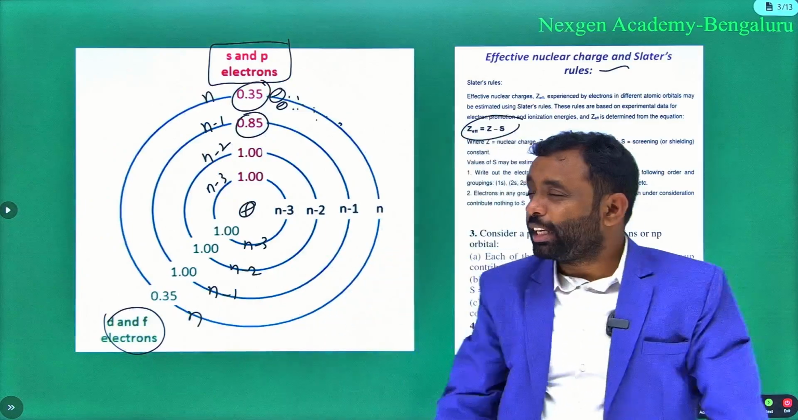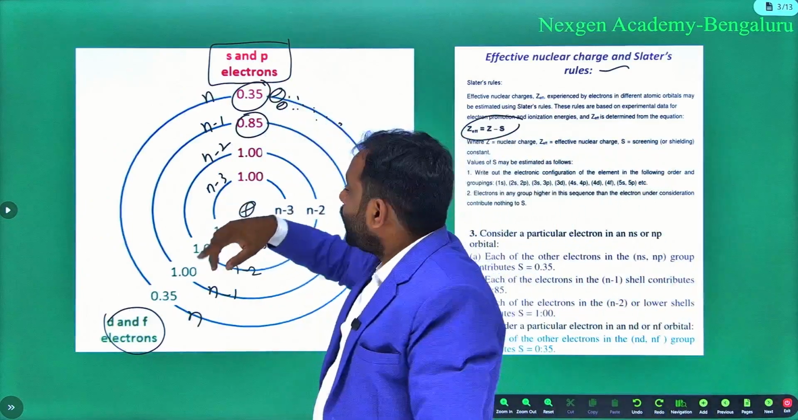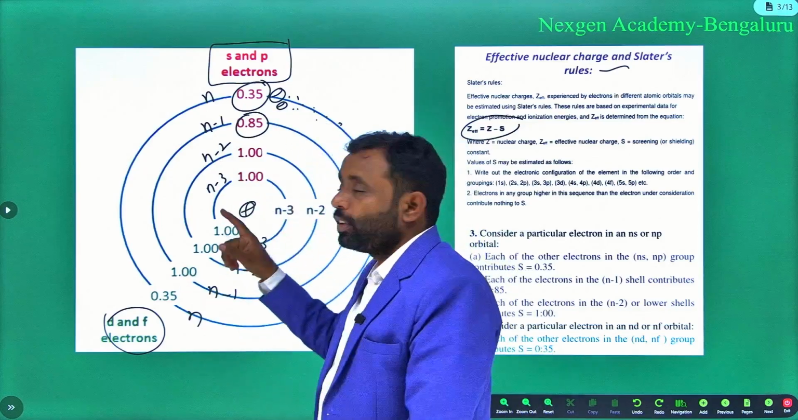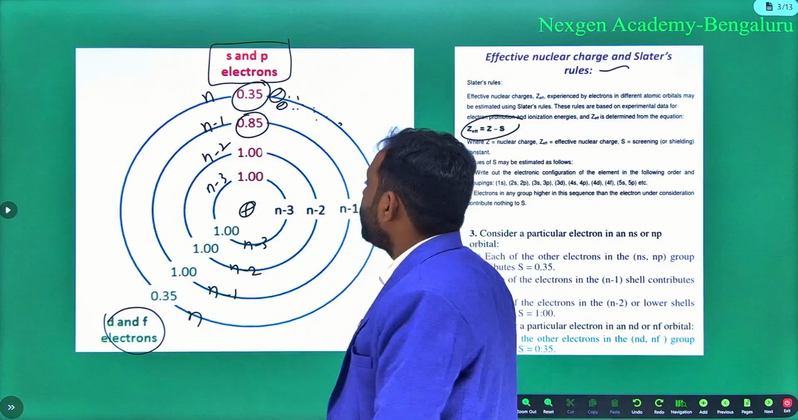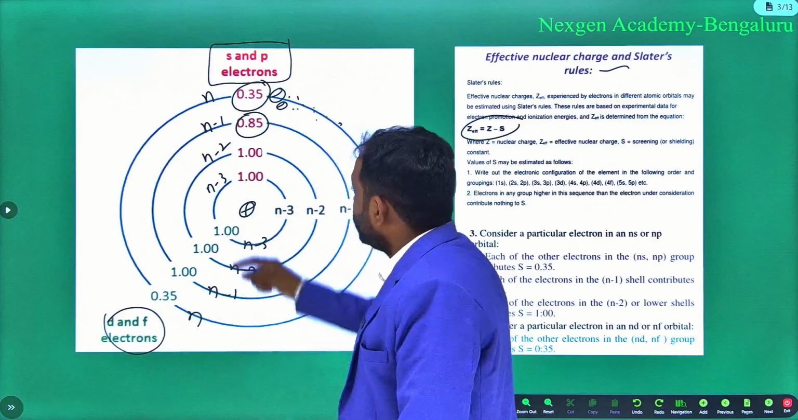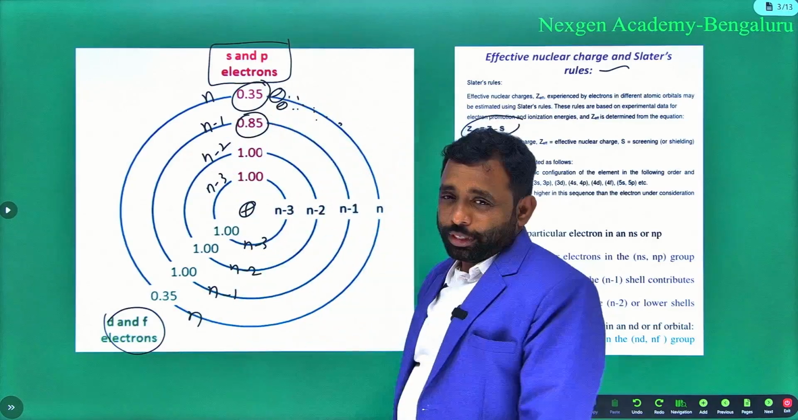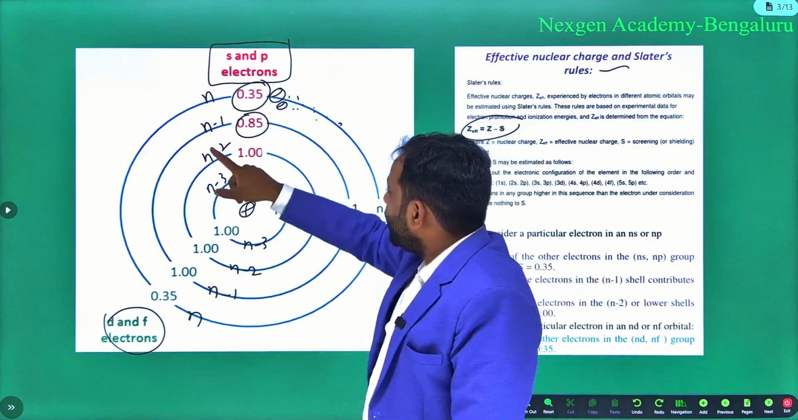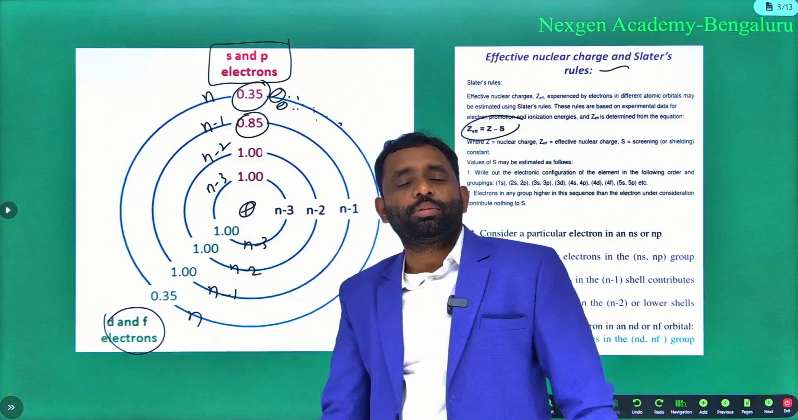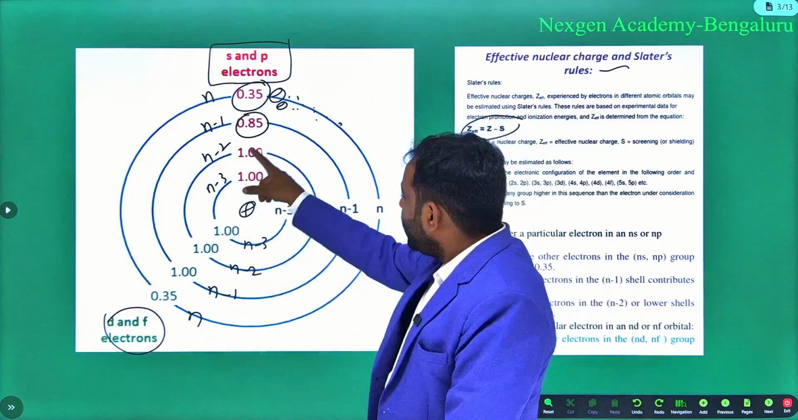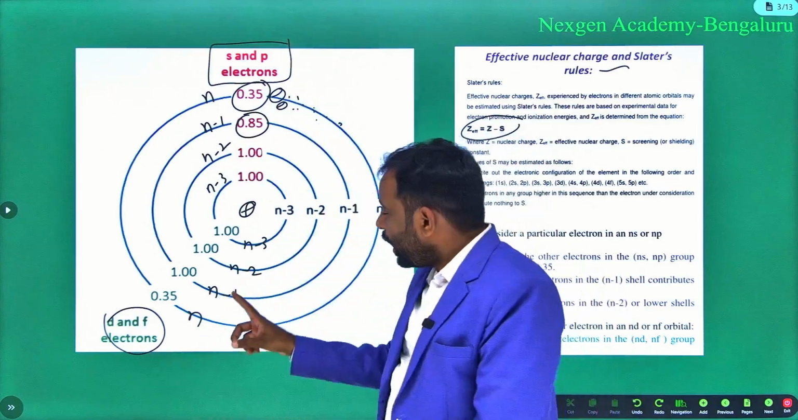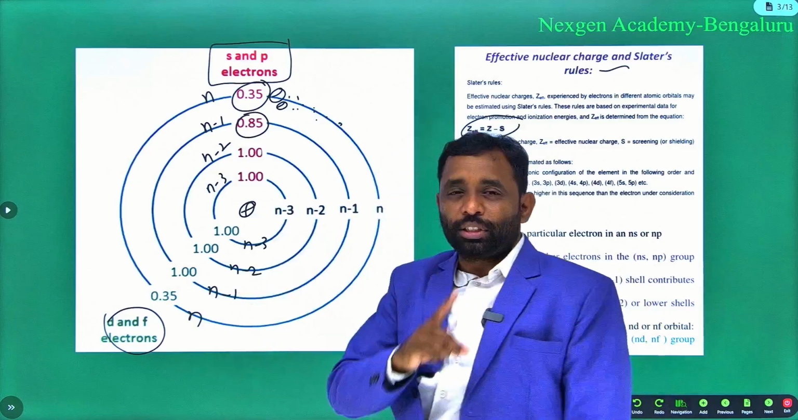They can protect. That time the screening constant is 0.35. And one exception is there: if the other electron is a 1s electron, that time it is 0.30, generally 0.35. For s and p electrons this is the order, for d and f electrons this is the order. Only the n minus 1 shell is different. For s and p electrons, the n minus 1 electron screening constant is 0.85. For d or f electrons, the n minus 1 electron screening constant is 1. For all the remaining electrons, n minus 2 or n minus 3, whether you are calculating for s and p or d and f electrons, the screening constant value is 1.